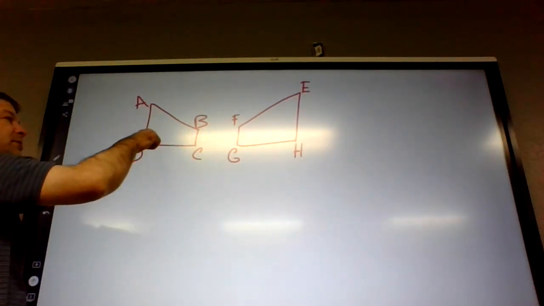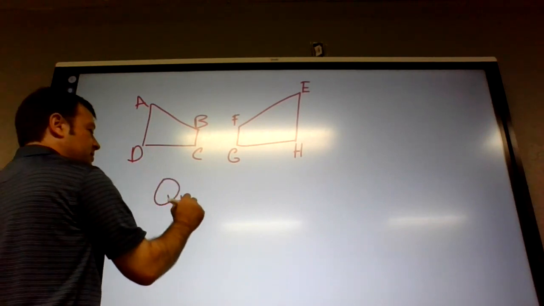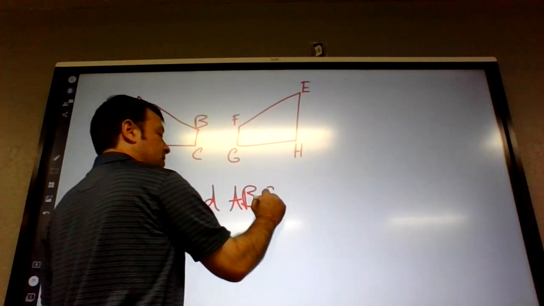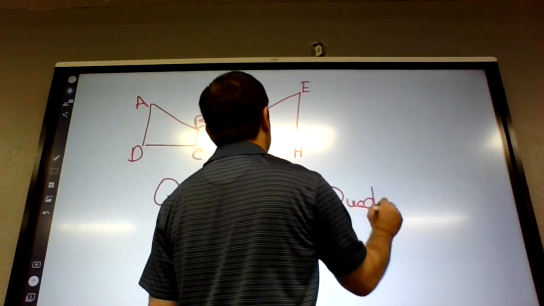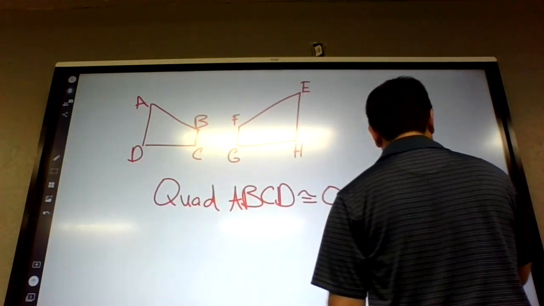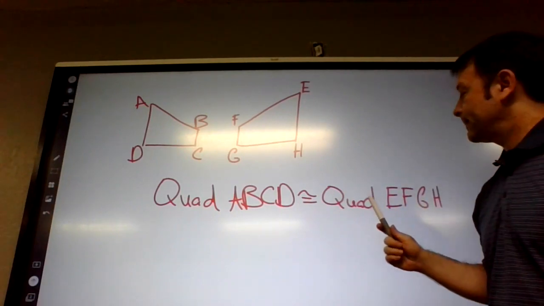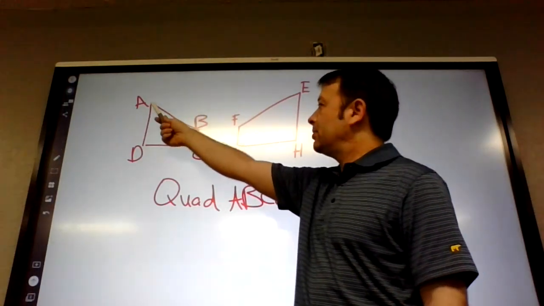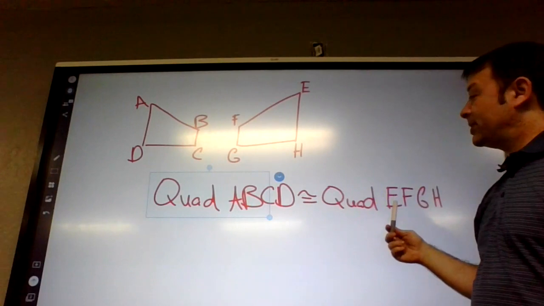So if these two quadrilaterals, if I had to name them, I'd just call it quadrilateral ABCD is congruent to quadrilateral EFGH. Now, do you think the order of the letters matters? Actually, yes, it does. You can't have ACBD. A corresponds to E, right? So down here they should be matching up.